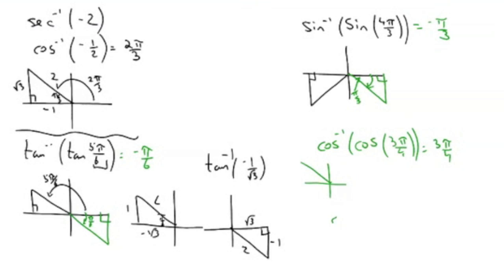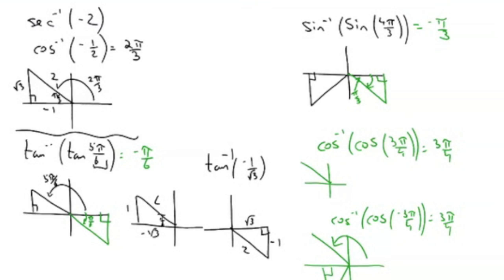If you did cosine inverse of cosine of negative 3 pi over 4, that changes things. What quadrant is negative 3 pi over 4 in? Third quadrant. But cosine inverse doesn't work in the third quadrant. So where does it work? First and second. And cosine is negative down here in the third quadrant, so it has to be second. Take a guess what the answer is. 3 pi over 4. That's pretty cool.